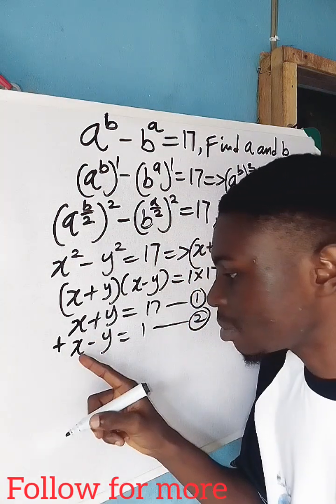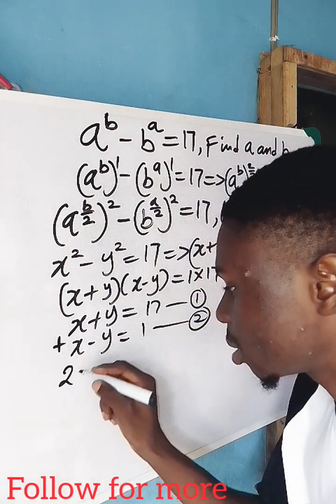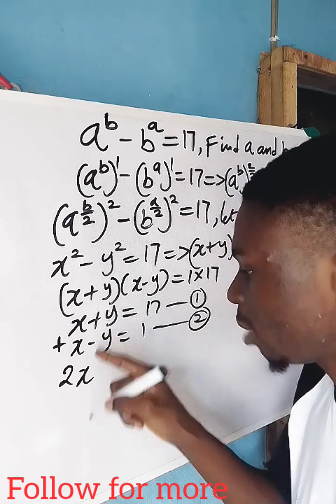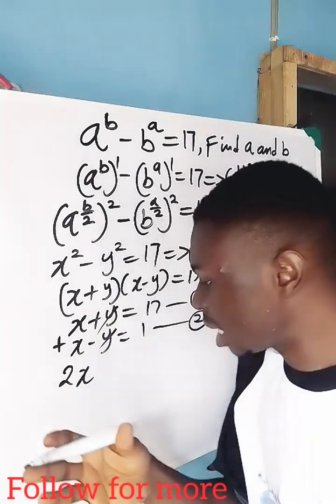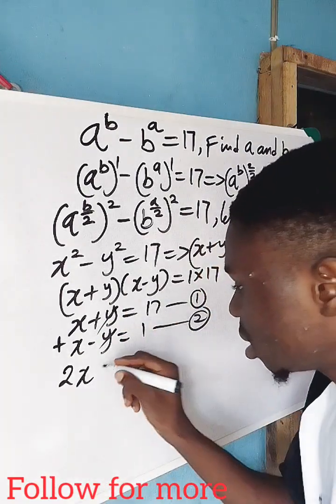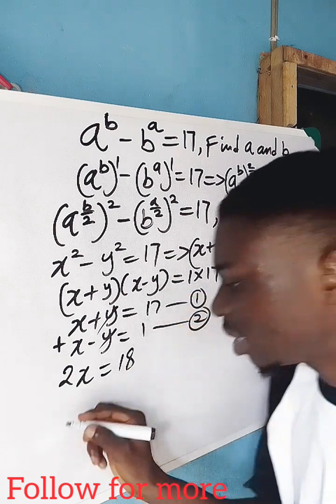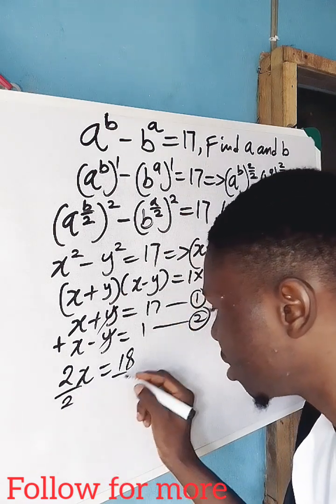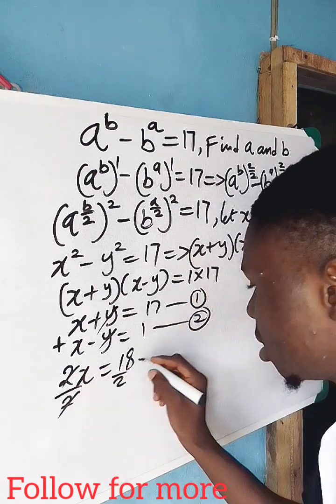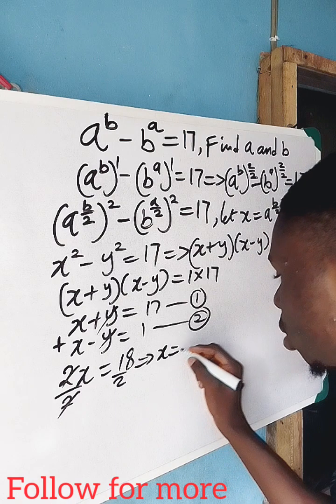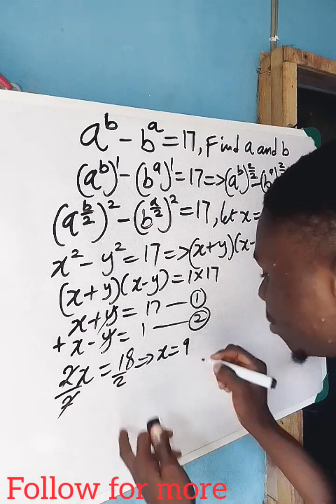Of course, x plus x here will give you 2x. If you add this, this will cancel out and that has gone. So if you add 17 to 1, this now becomes what? 18. Of course, to find x, divide both sides by 2. This cancels out this. This implies that the value of x here is what? 18 divided by 2 is 9.